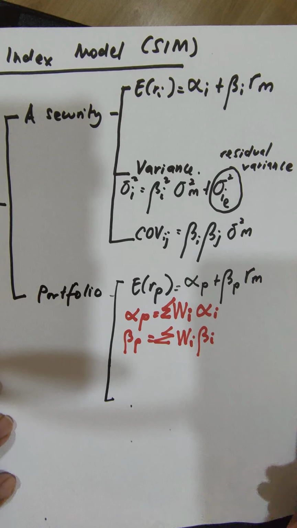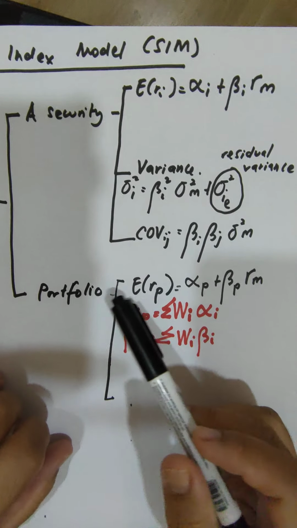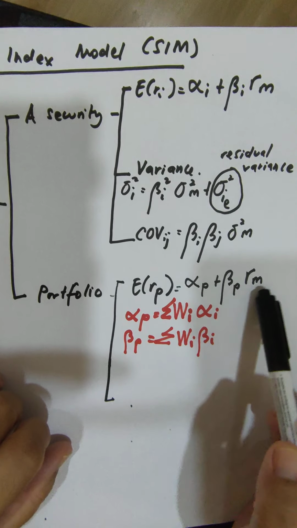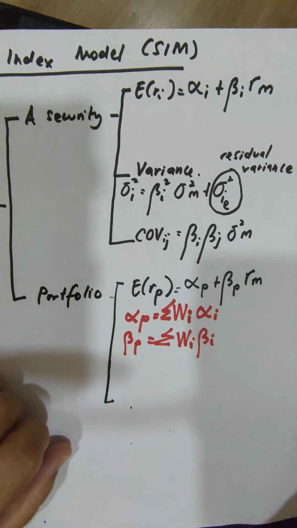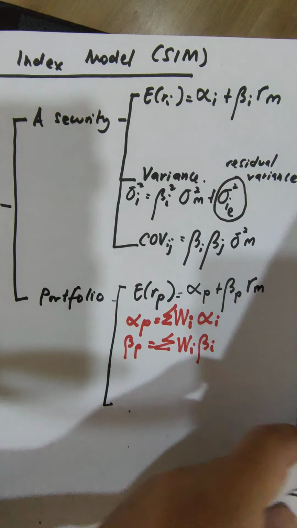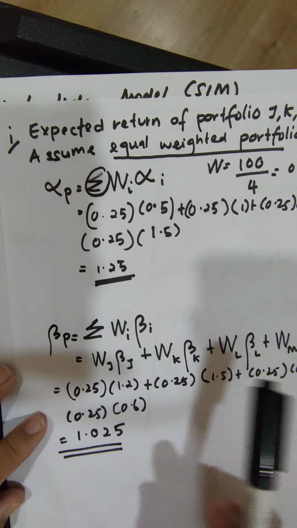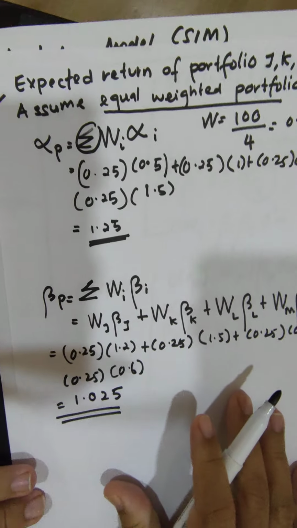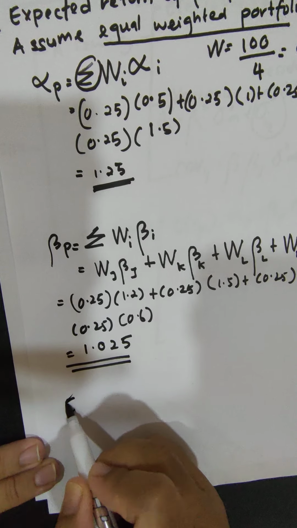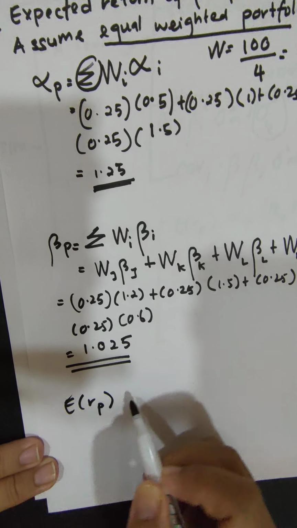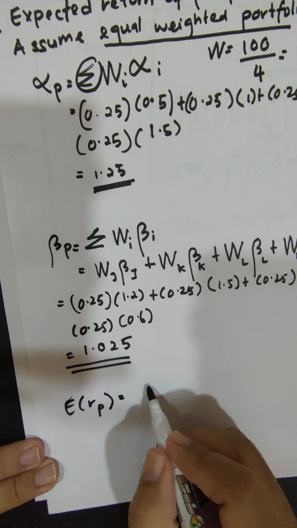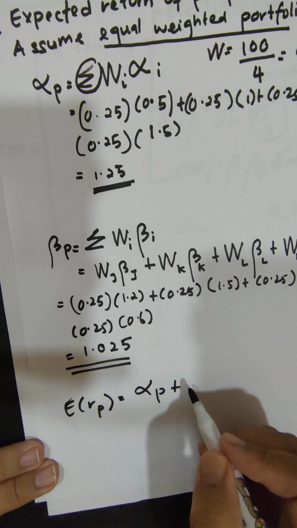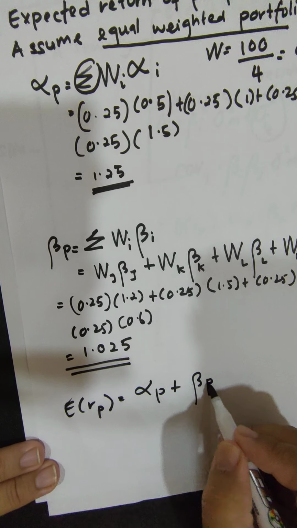Alright, to continue on our previous discussion on expected return for a portfolio. So this is the formula given earlier on. We already calculated the alpha for the portfolio and also the beta for the portfolio. So in order for us to get the expected return, it is equivalent to alpha of portfolio plus beta of portfolio.